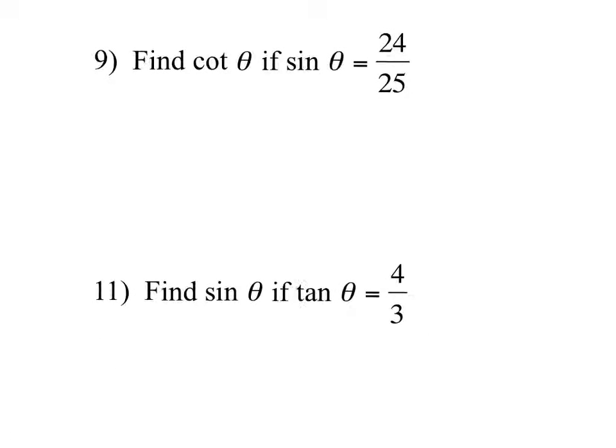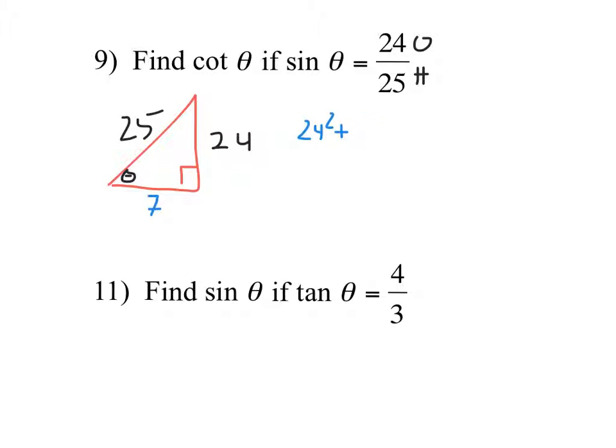Skipping down to number 9, we got to find cotangent if we're given sine. First thing we do is draw a triangle. And I'm going to call this theta. Sine is opposite over hypotenuse, 24 over 25. I'm going to Pythagorize to find this third side, which, by the way, is going to end up being 7, because 24 squared plus a squared is equal to 25 squared. That's going to give us a squared is going to be 49, which means A is 7.